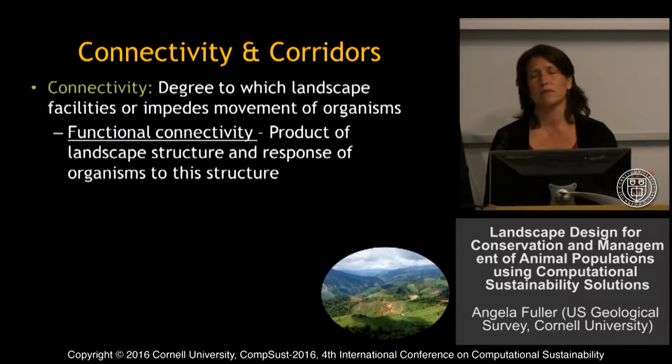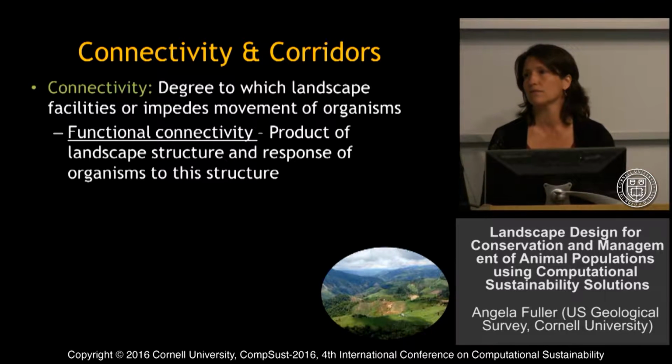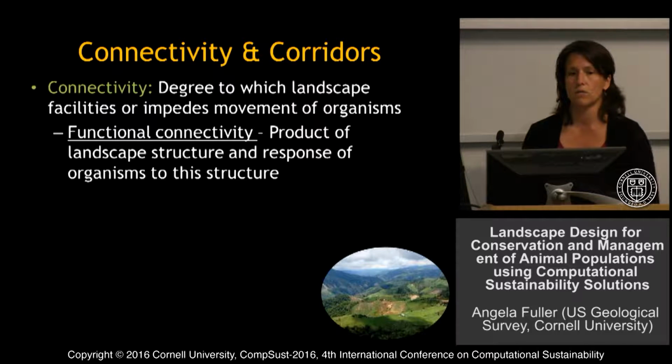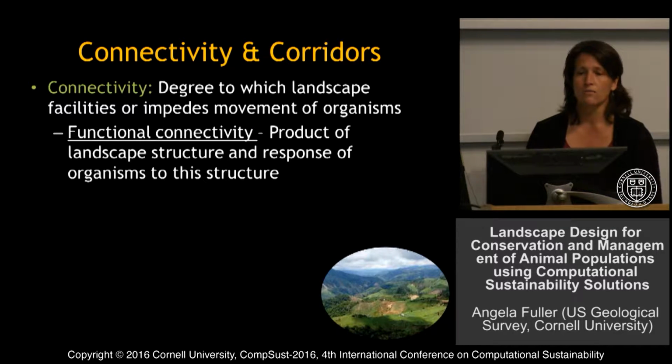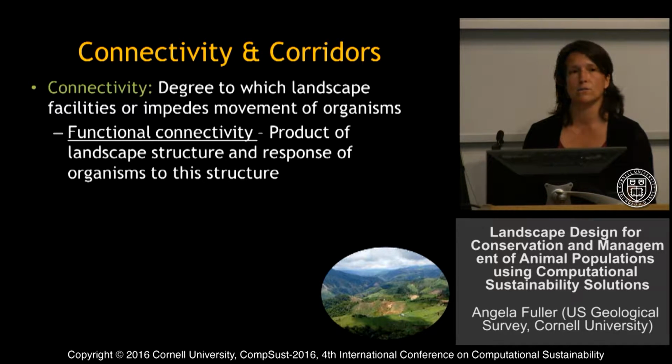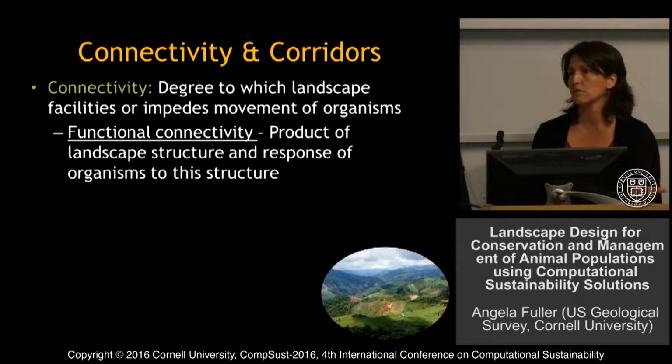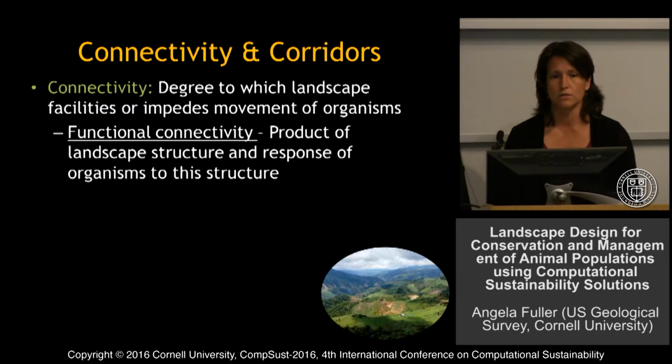When we think about connectivity, I should first define it, and then people use connectivity to establish corridors. Connectivity is the degree to which the landscape is either facilitating or impeding the movement of organisms. The important point that I'm going to make here is that I'm particularly interested in functional connectivity. Functional connectivity is the product of both the structure of the landscape and how the individual organisms are responding to that landscape structure. This is in contrast to structural connectivity, which is just the basic feature of the landscape, so habitat amount, for example. And that doesn't include the response of the individual organisms to the landscape structure.